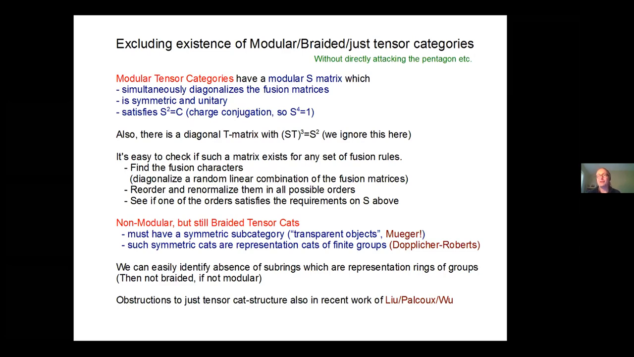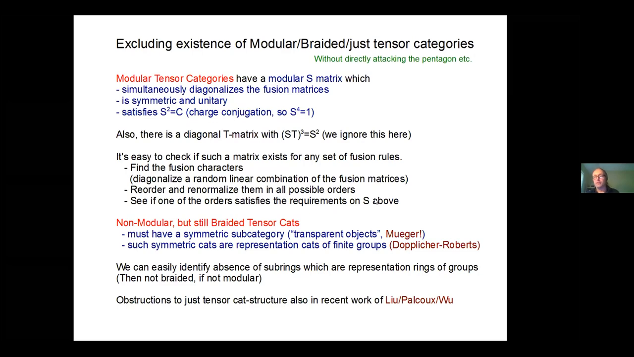I have about this much Mathematica code that does that for me. And then you see if one of the orders satisfies the requirements for this S matrix. So you always find the S matrix of any modular tensor category this way if it exists.